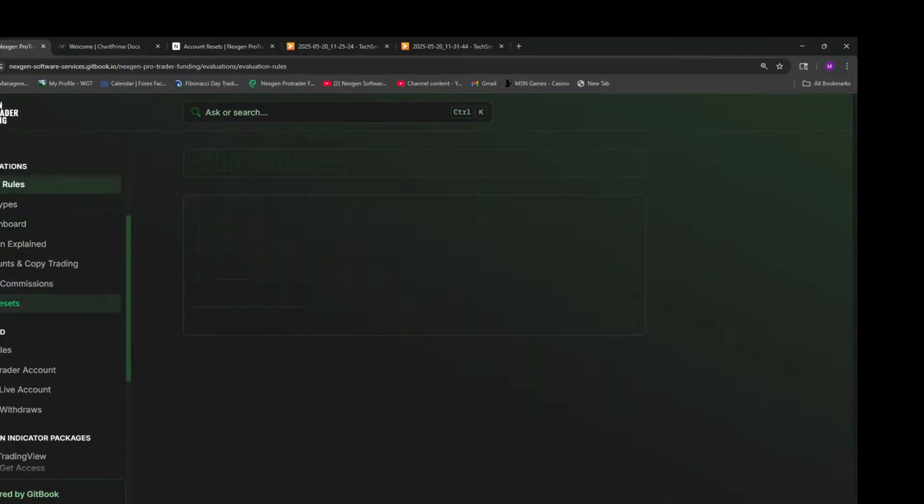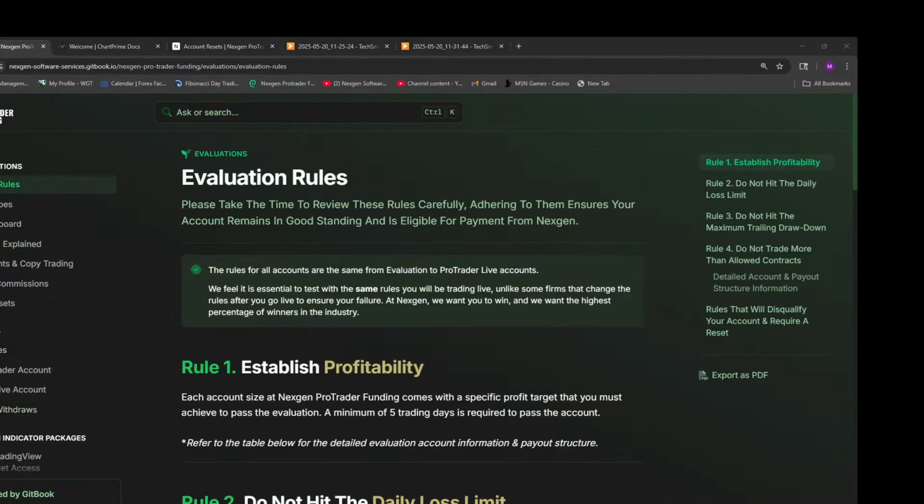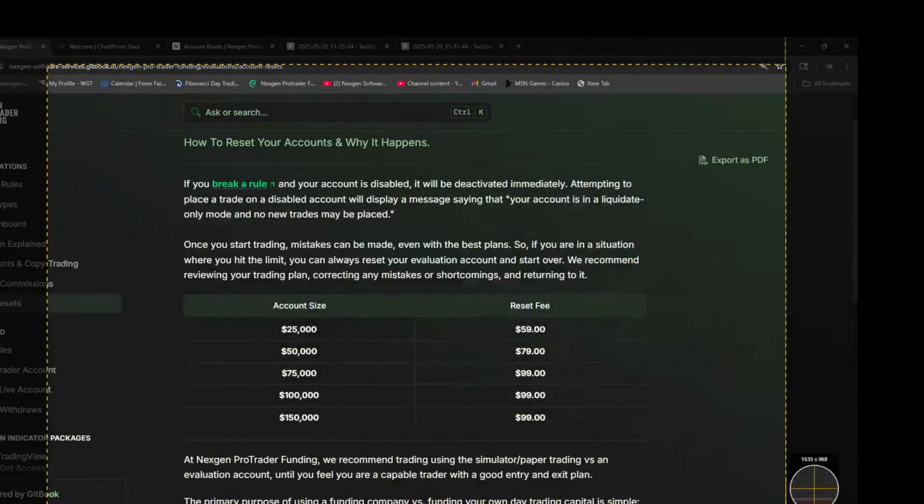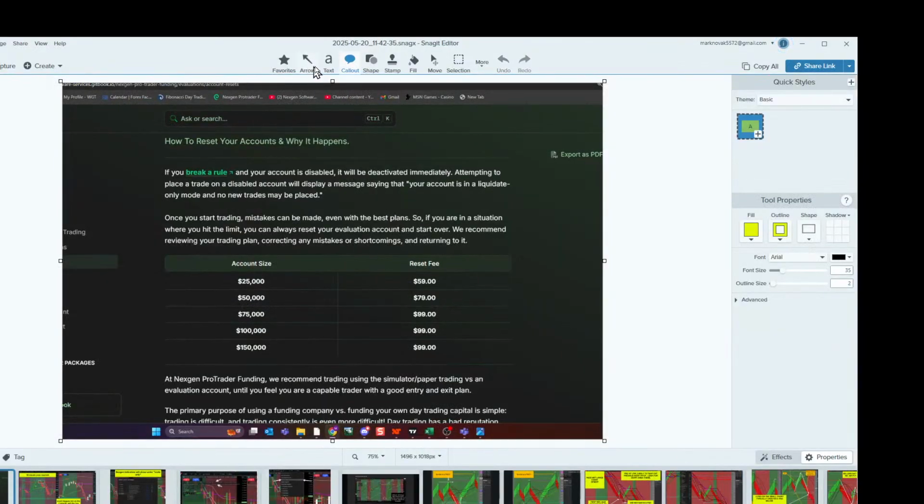So the cost of an evaluation account is separate from the reset. So Steve, you're getting 80% off the cost of an evaluation. The reset is what the cost of the reset is. $59, $79, $99. But I'm going to let you in on a secret. Don't tell John that I did this. Your cost on a $25,000 account is around 40, maybe 50.